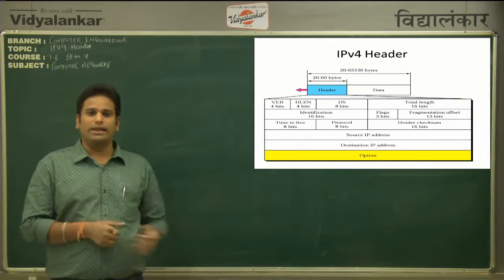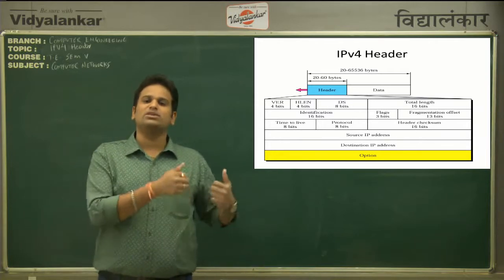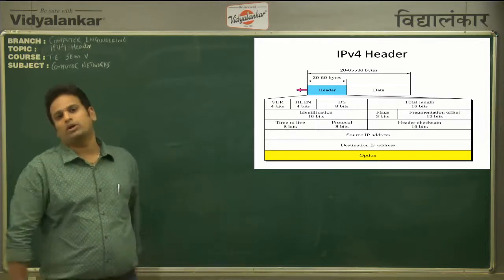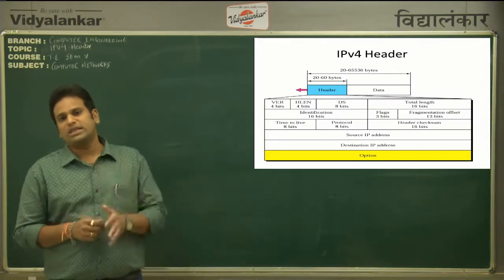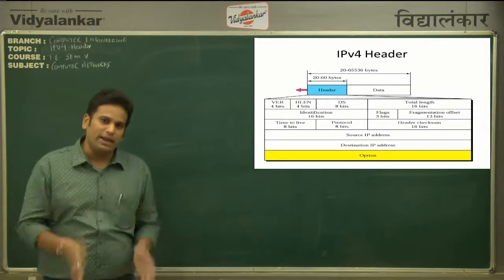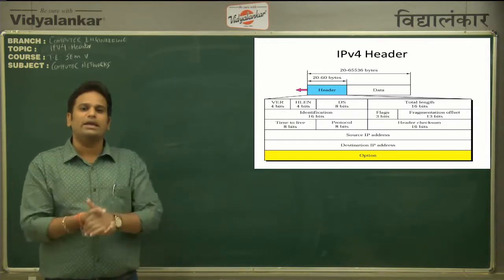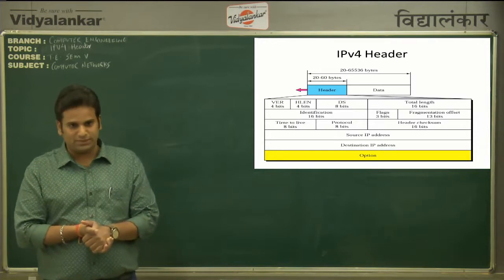Then we have the total length. Total length, as you can see, is 16 bits. So the maximum value which can be there in total length is 2 raised to 16, which is 65536, and hence the maximum size the header and packet can carry is 65536 bytes.